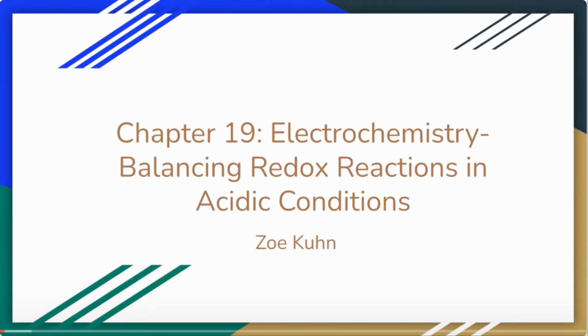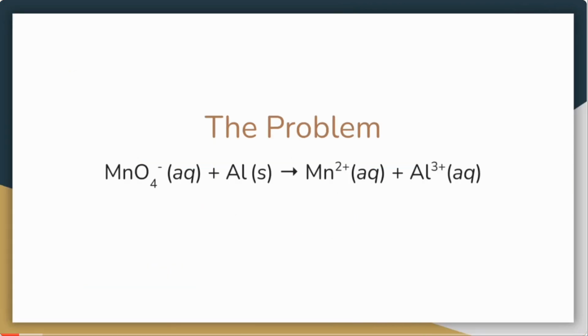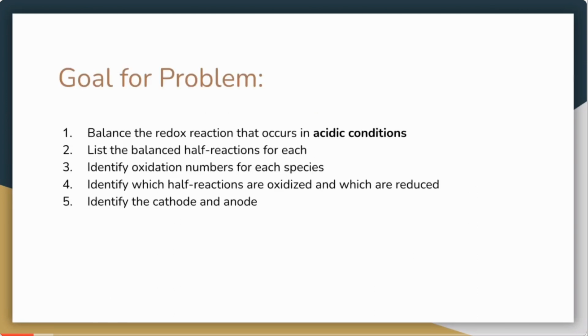Hi, I'm Zoe Kuhn, and this problem is from Chapter 19 on electrochemistry. Specifically, the problem will involve balancing redox reactions in acidic conditions. The problem we will be addressing is MnO4- plus aluminum solid being reduced to manganese 2 plus, aluminum 3 plus.